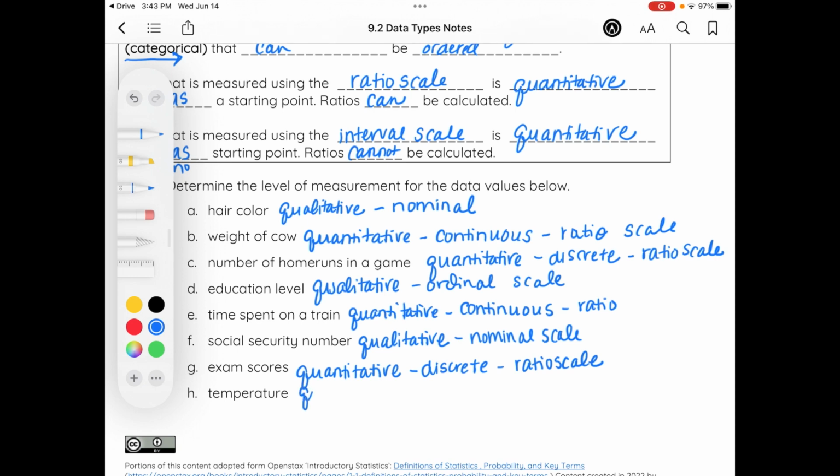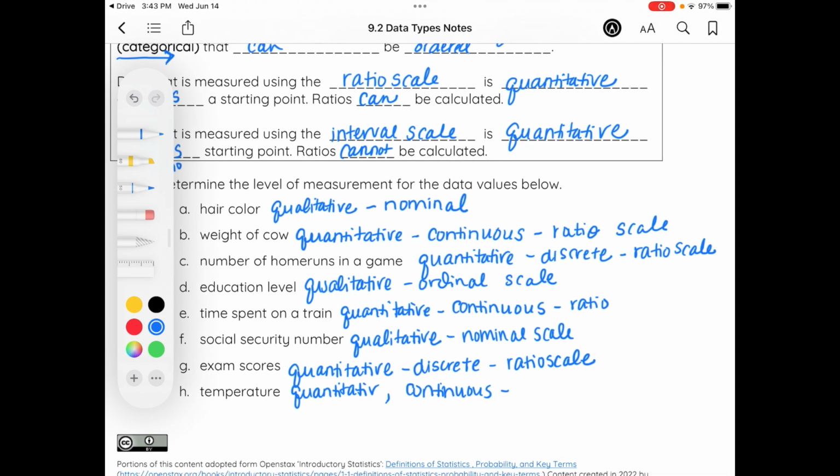Temperature, we said, was quantitative. Continuous. However, this one is interval. It's typically measured using the interval scale rather than the ratio scale, because the 0 point in either Celsius or Fahrenheit does not represent the true absence of temperature. The interval scale allows for comparisons of temperature differences and the establishment of meaningful intervals between these values, but it does not have a true 0 point.